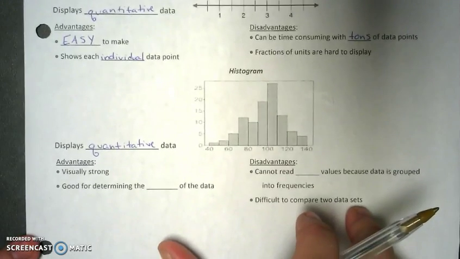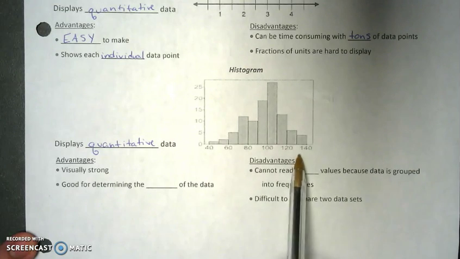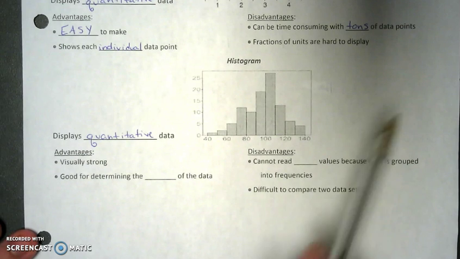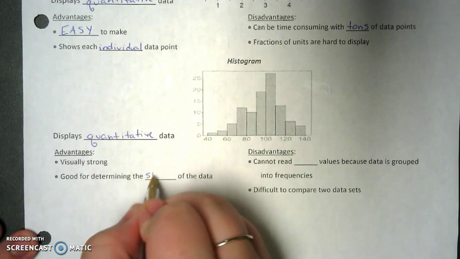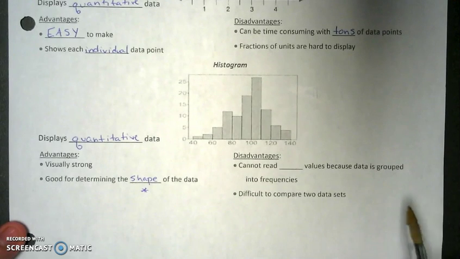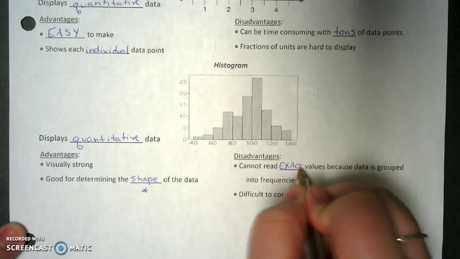And our last one is a histogram. So of course, we know it's quantitative data because it's numbers. It's very visually strong. So it's pretty cool to see all the data and see the shape that it makes. So it's very good to determine the shape. And this is again going to be a tomorrow thing. But the disadvantages is, again, you cannot read exact values. So the individual data is lost again.